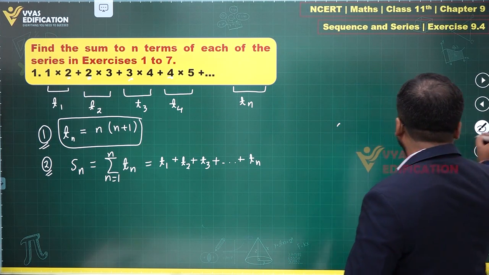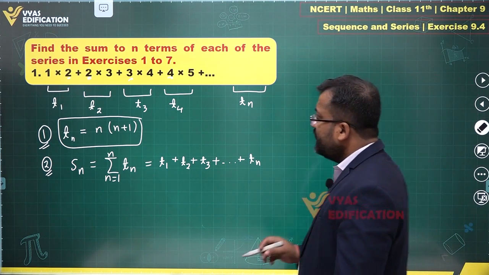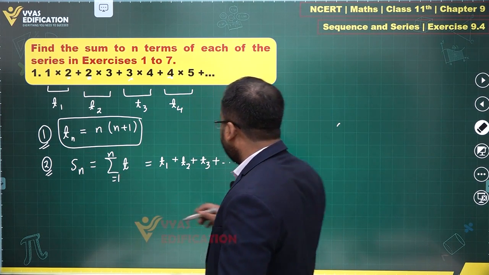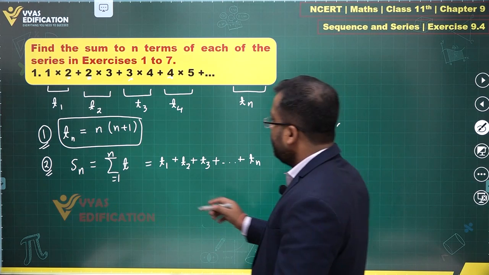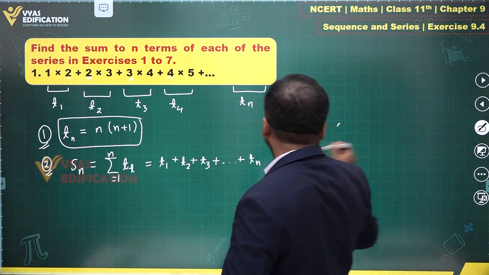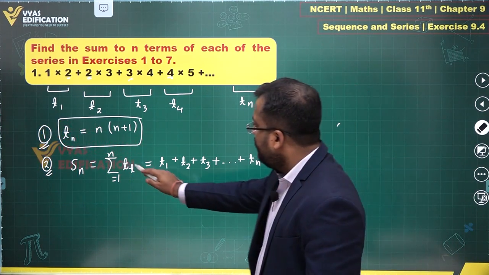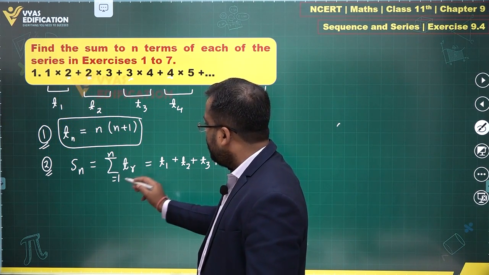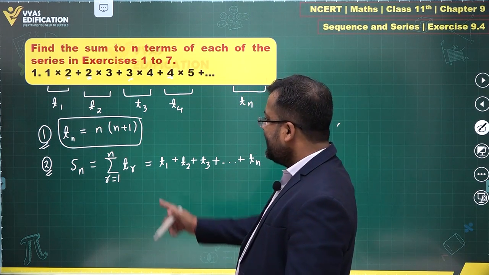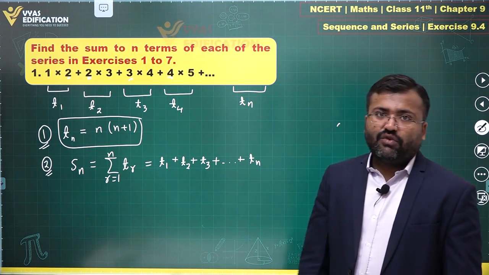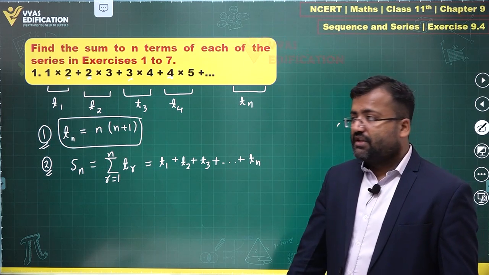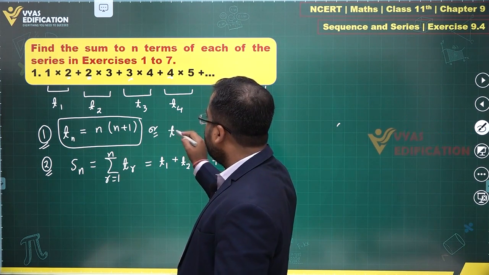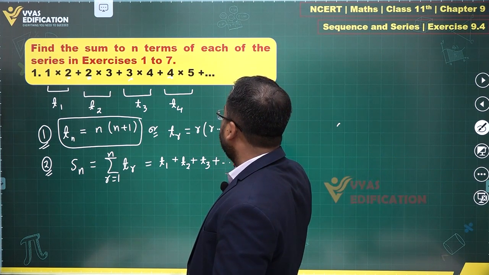Sometimes we also prefer, instead of writing this n over here, we use r. The notation that is used is Tr. So summation of Tr from r is equal to 1 to n is what we are interested in, and yes, that's what we are interested in. This is the expression. Okay, here we could also have written Tr is equal to r times r plus 1.